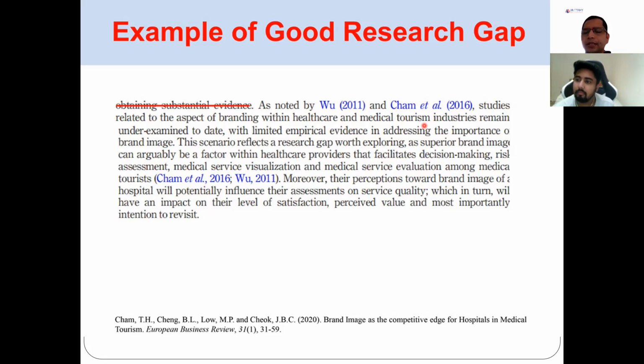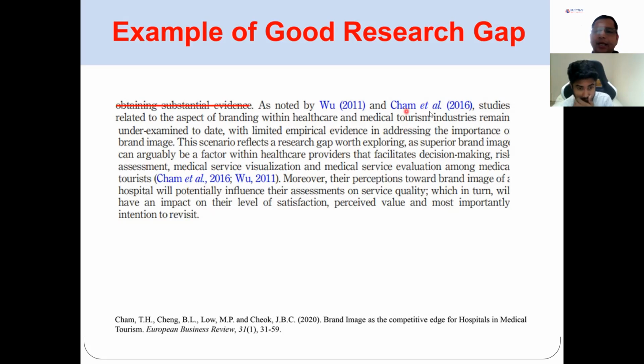Nowadays, organizations spend a lot of money on branding. So what I was saying is that these studies focus on branding within healthcare and medical tourism. The idea of medical tourism didn't exist before. Something new they have introduced. Now Malaysia also gets a lot of people coming for medical tourism. So the primary objective is to get the medication. Second, they also look into the other parts, the tourism.